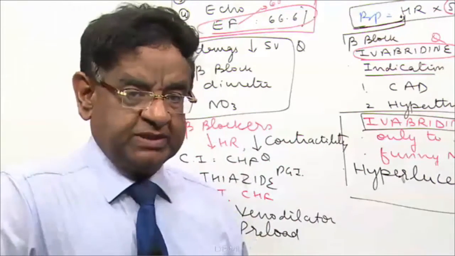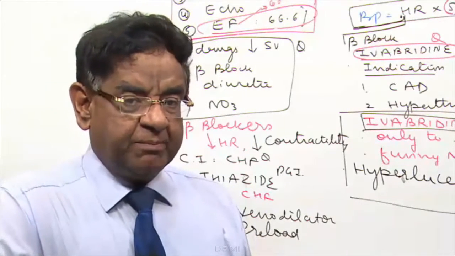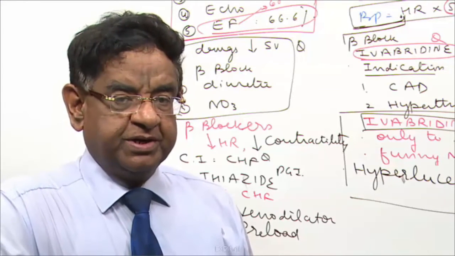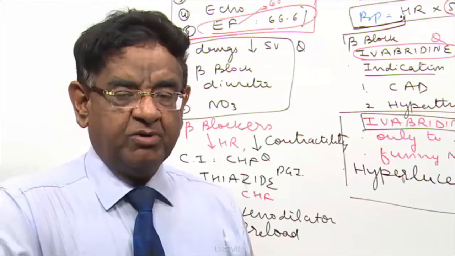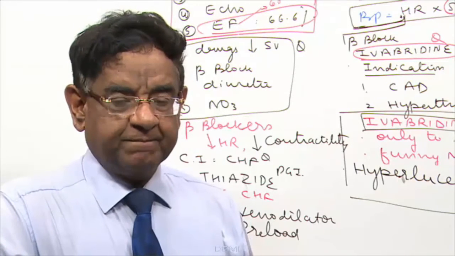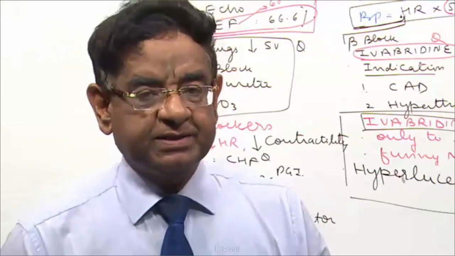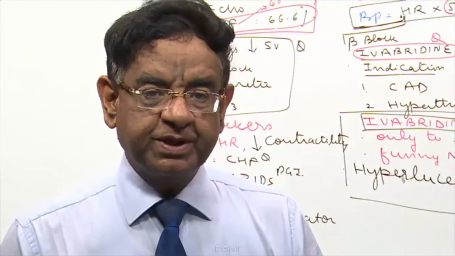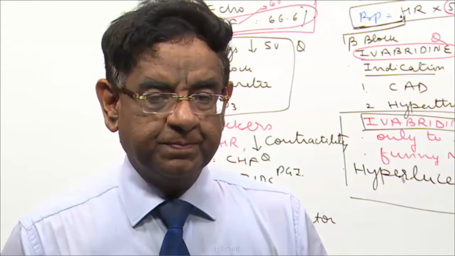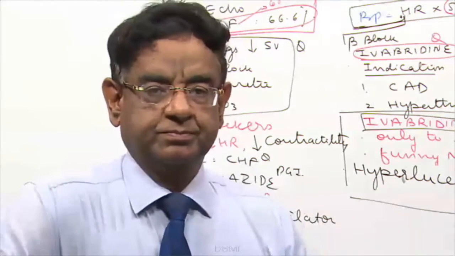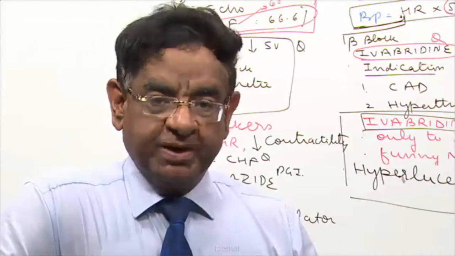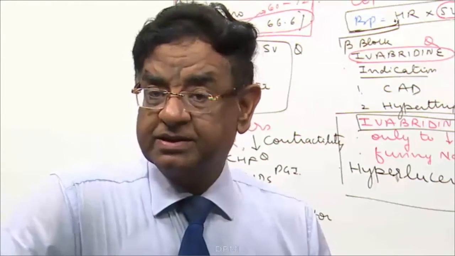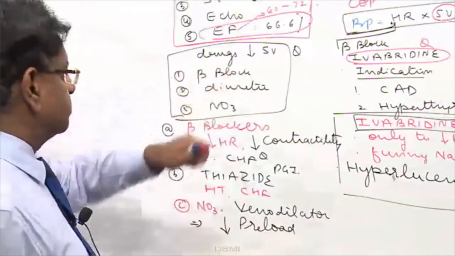What is preload? It's simple, all of you know, it's basic physiology. Write down: preload is the amount of blood which returns to the right heart. Amount of blood coming back by the veins into the right heart is preload. Got it? So if you reduce the preload, then the amount of blood going into the lungs will be reduced. So that will decongest the lung. Got it? So this is regarding the drugs which reduce the stroke volume.